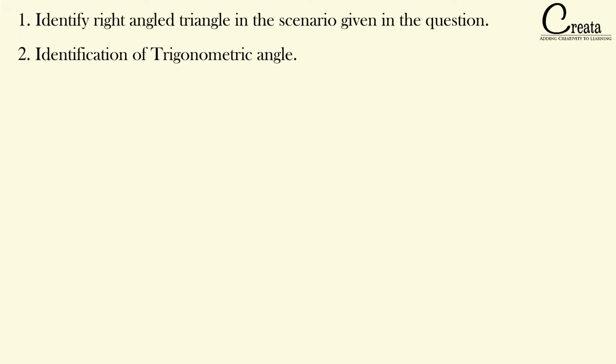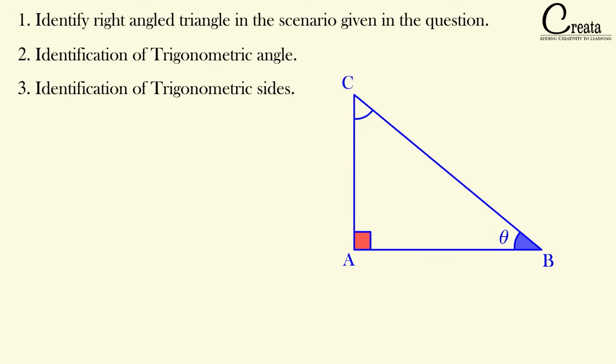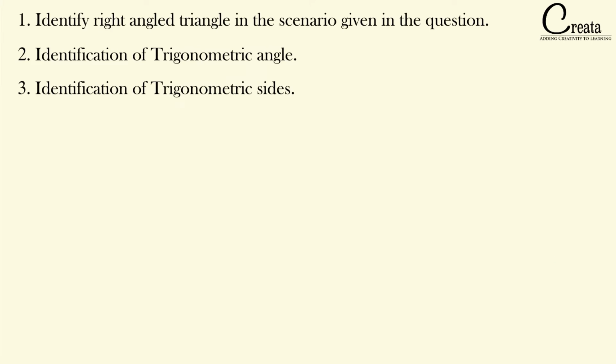The third step is the identification of the trigonometric sides with respect to this trigonometric angle. What are the trigonometric sides? The first is the perpendicular, which is the side opposite to our trigonometric angle. Second is the hypotenuse, which is the side opposite to the 90-degree angle. And the third remaining side is the base for this triangle. Okay? The third step is the identification of the trigonometric sides.